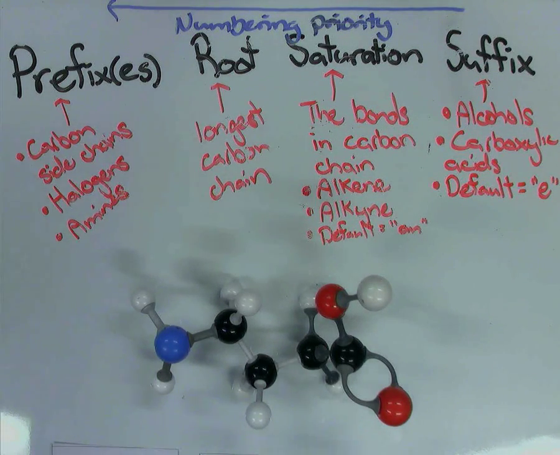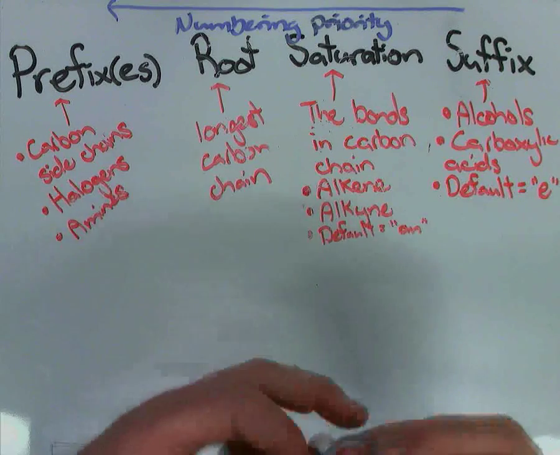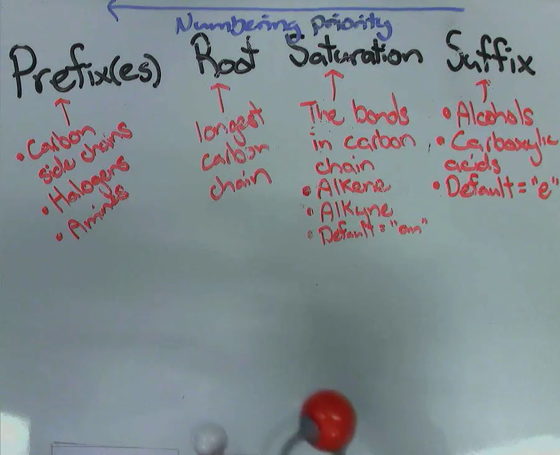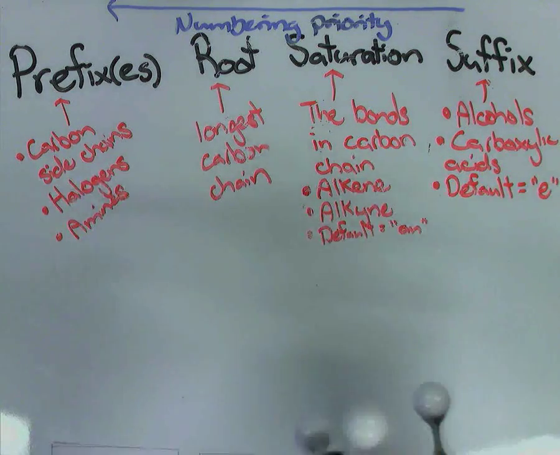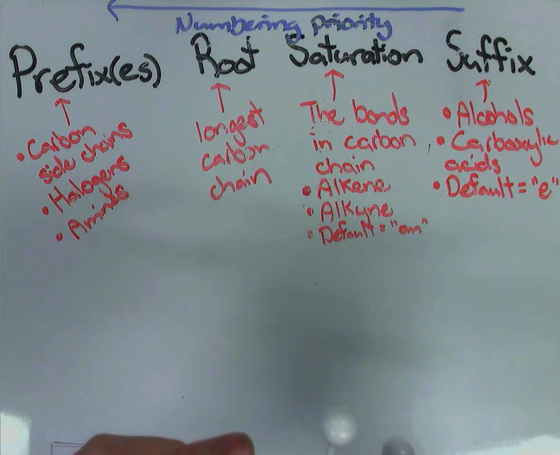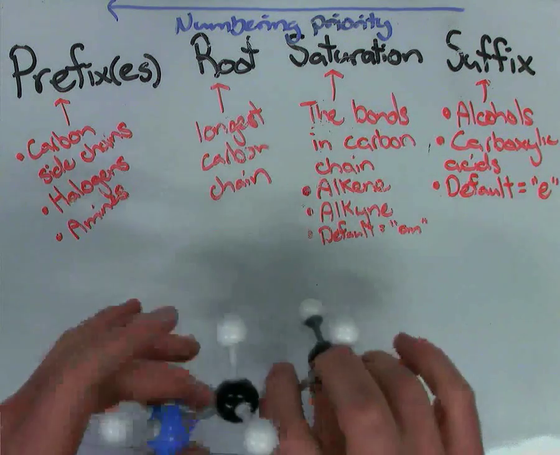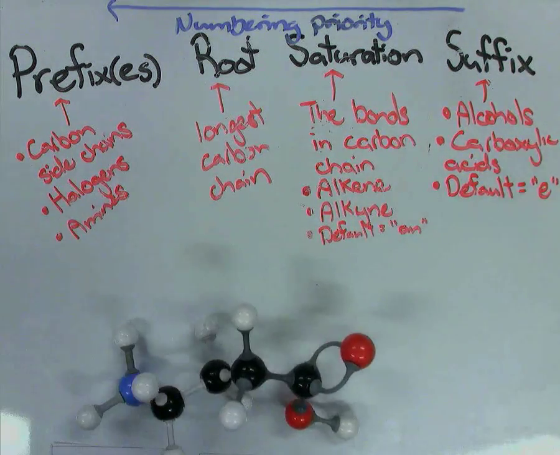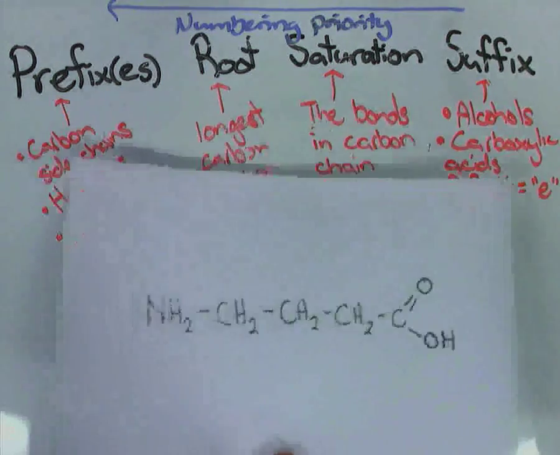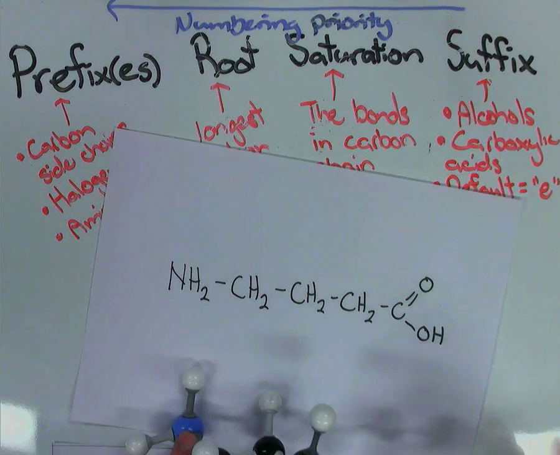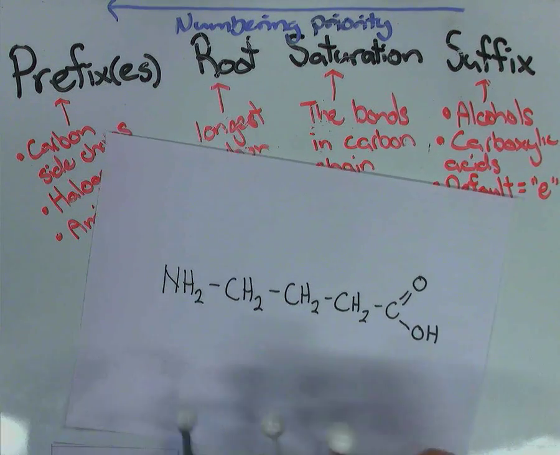Just what I'm looking at is I can see a C double bond O and then an OH. That's going to be a carboxylic acid, and then I've got an NH2 on the side. That's an amine functional group. So I'm going to include both of those 2 parts in the name. In terms of writing it out, we'll just go like that. 4 carbons in a row, there's an NH2 at one end and there's a COOH at the other end.